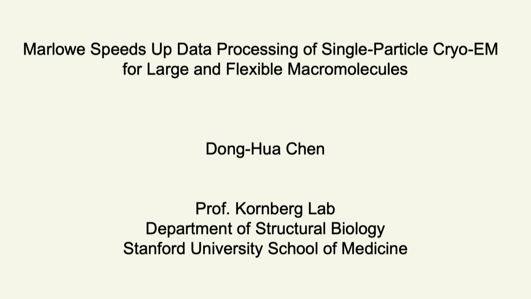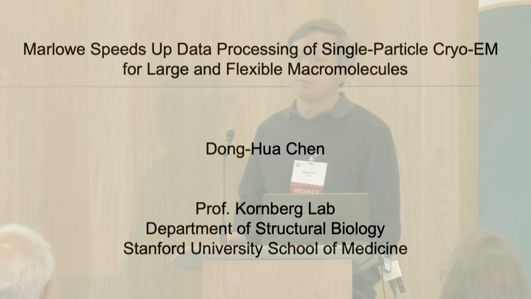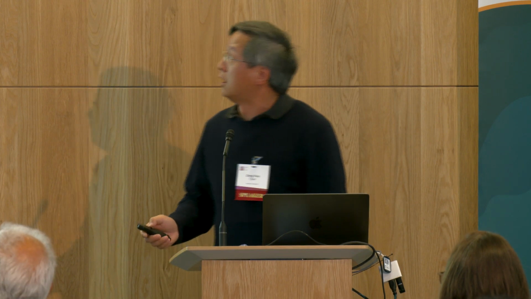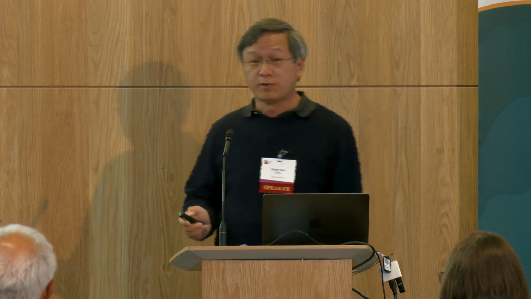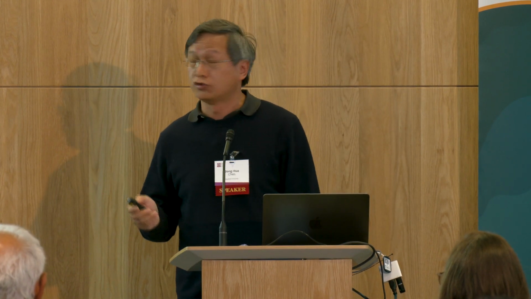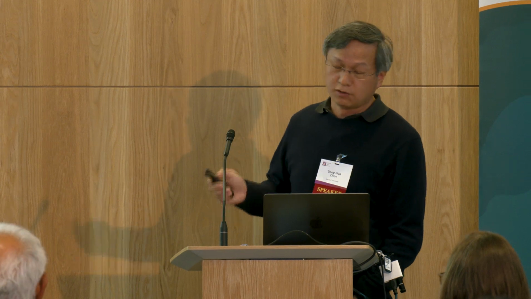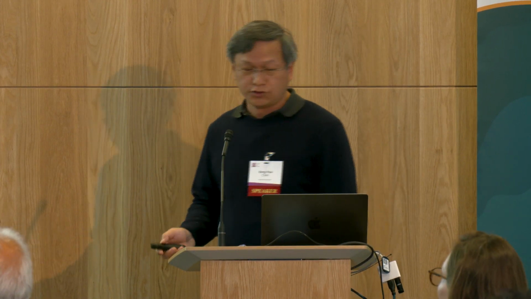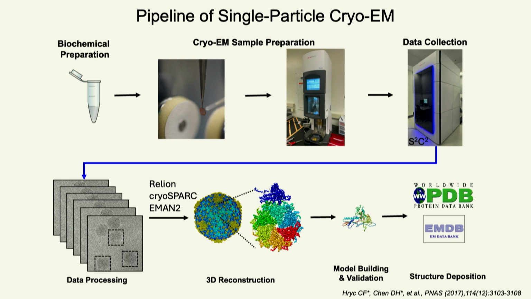So nowadays, cryo-EM is a very popular tool to determine the three-dimensional structure of molecules. Cryo-EM includes single particle cryo-EM and cryo-electron tomography, but here I'm only talking about single particle cryo-EM. So this is the pipeline for single particle cryo-EM. First, purify the sample and then apply the sample onto the EM grids to prepare the cryo-EM grids. Then transfer the cryo-EM grids under liquid nitrogen temperature to the electron microscope, and then you collect your data.